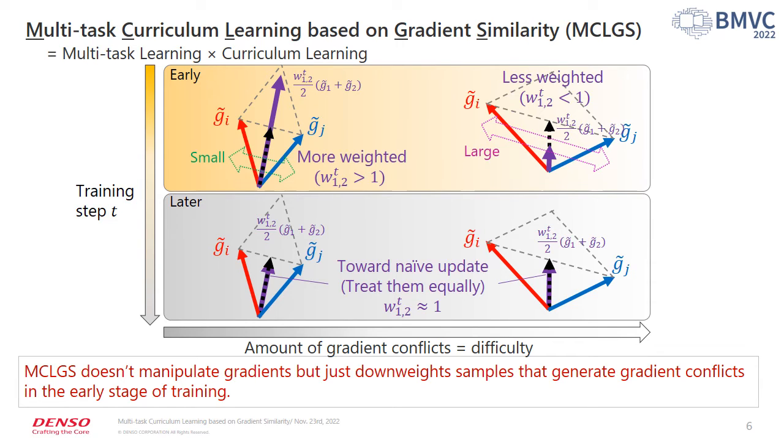To introduce an MTL-specific curriculum, we need to define difficulty of samples in MTL. Here, we use the amount of gradient conflicts for the difficulty. This figure shows an overview of MCLGS. The X-coordinate represents the amount of gradient conflicts, and the Y-coordinate shows training step T. As shown in the upper side, gradients are weighted if they are more similar in the early stage of training. As shown in the lower side, gradients are not weighted at all at the end of training. While PC-grad manipulates gradients, MCLGS just downweights samples that generate gradient conflict in the early stage of training.